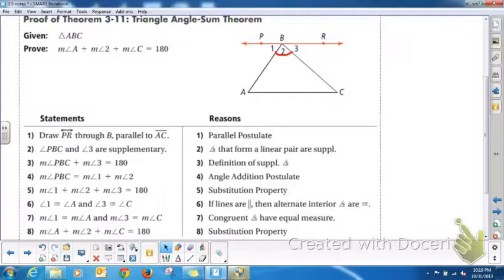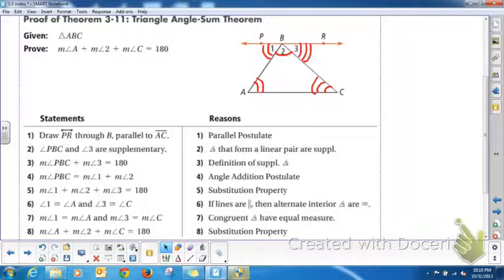And in this triangle, we knew that A was congruent to 1 and C was congruent to 3. And if 1 plus 2 plus 3 equals 180, then we know that A plus B plus C equals 180. So we just proved the triangle angle sum theorem using parallel lines.